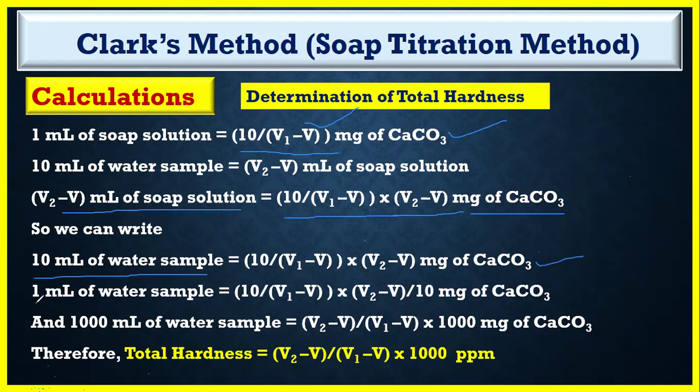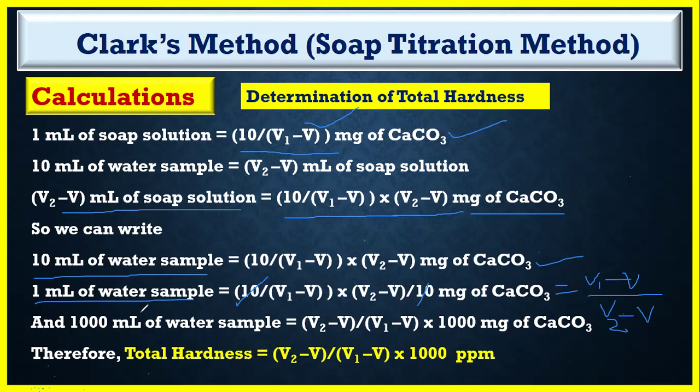If we want to calculate it for 1 ml of water sample, we have to divide it by 10. So this 10 cancels out with this 10. Finally this comes out to be (V2 minus V) divided by (V1 minus V). So this is the calcium carbonate equivalent for 1 ml of water sample.